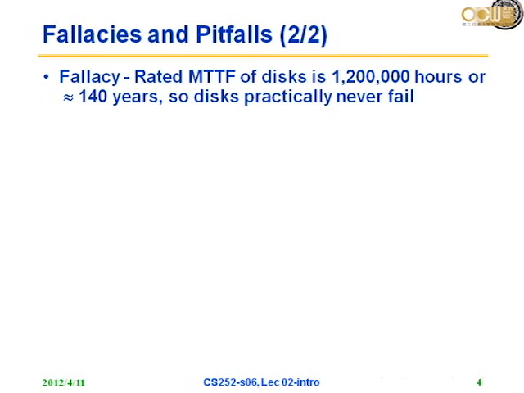Next, the rated mean time to failure of a disk is so many hours, or 140 years. So disks practically never fail. You never need to replace your disk. Is that true? How often do you replace your hard disk in the computer? Every 2 to 3 years. But according to the manufacturer, it will not fail in 140 years. What's the difference?